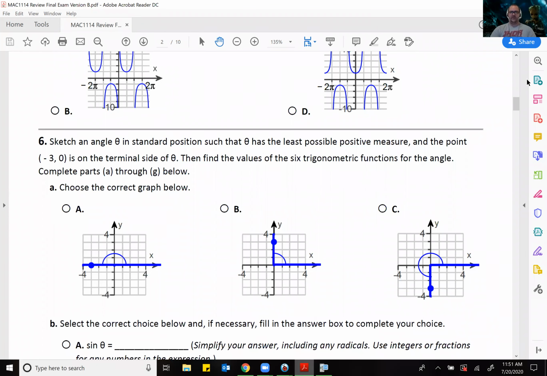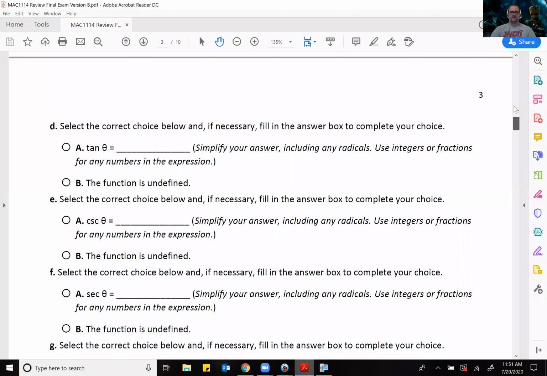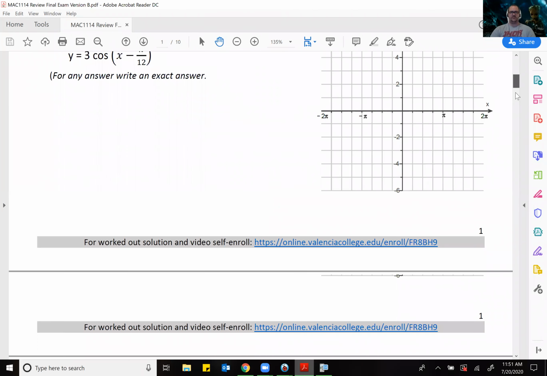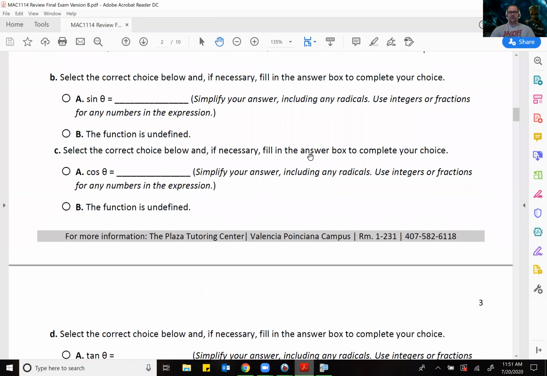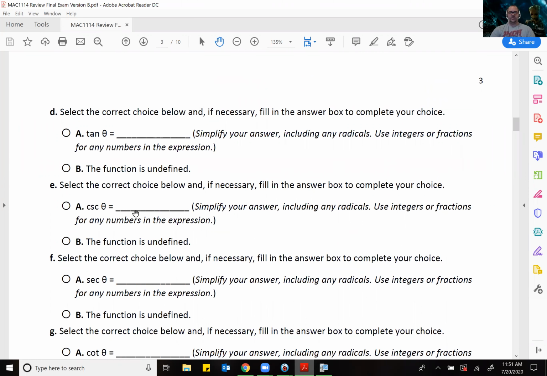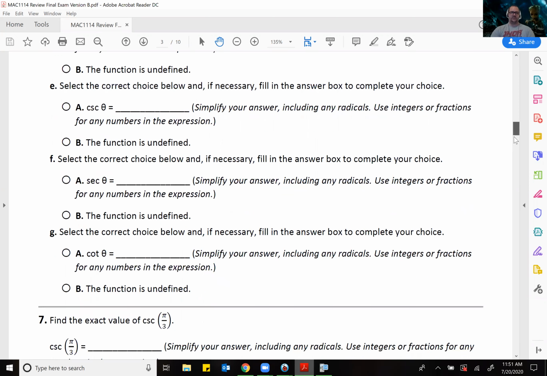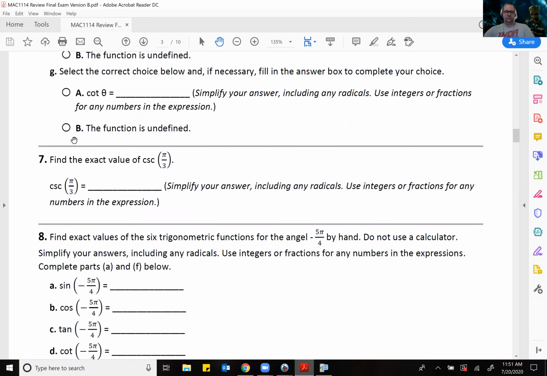So when we come here, we know that we've got 0, negative 1, 0. Cosecant was undefined, so we'll select B. Secant was negative 1, and cotangent was undefined, so you'll select B. Okay? All right, the next one, number 7.